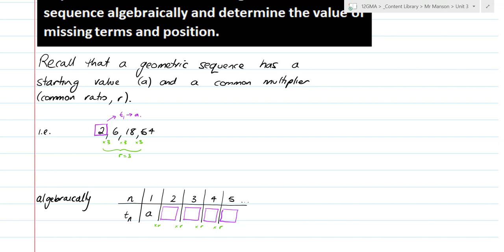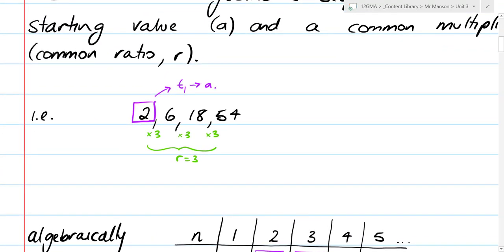Recall that a geometric sequence has a starting value and a common multiplier. We talked about this last lesson with the recursive definition of a geometric sequence. The starting value in this example is 2, and the common multiplier is 3. And that's the setup of our geometric sequence.